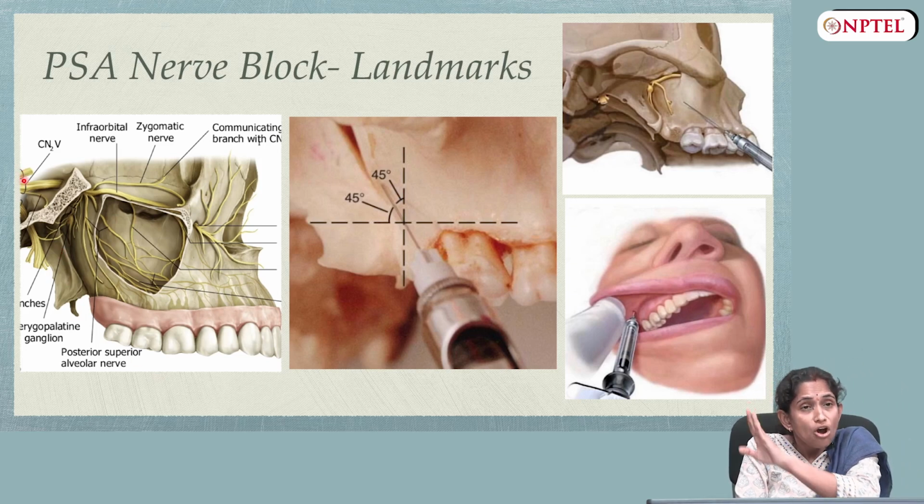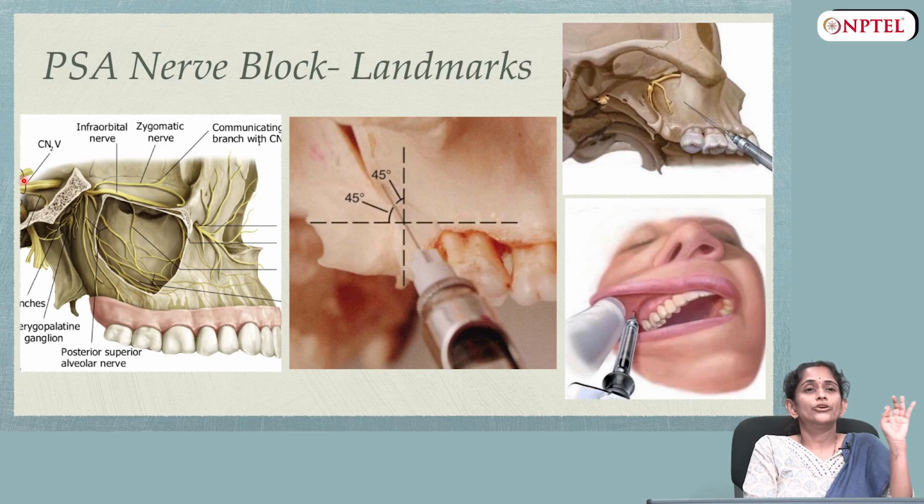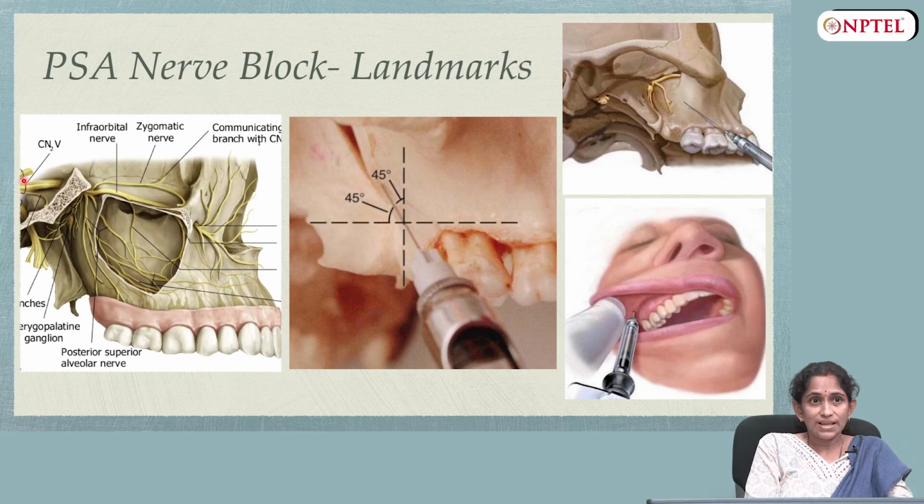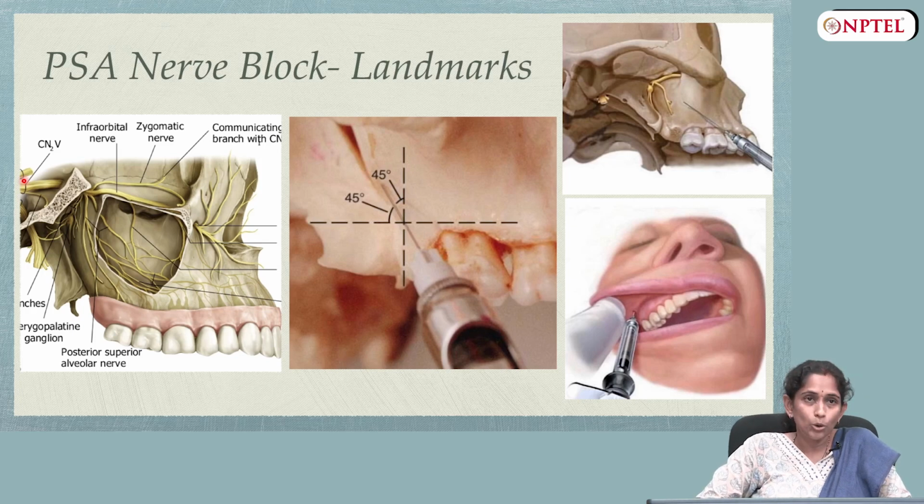So, do not use a long needle. You use a short needle which is 25 millimeters in length, and the gauge of the needle can be 25 or 27, whatever is available at your comfort, and make sure you aspirate in two planes because we have a beveled needle. Once you aspirate, only then deposit your local anesthetic.